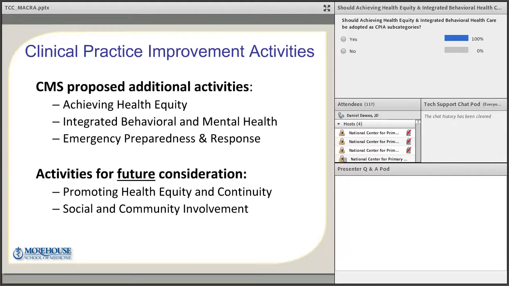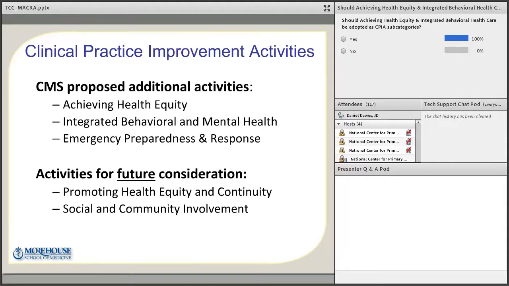So I see a poll going up. Megan, do you want to explain that? Sure. So the poll is related to the slide that we have up right now. As Daniel mentioned, these categories, achieving health equity and integrated behavioral and mental health, we know would have a huge impact on advancing health equity, but they are merely being proposed by CMS. So our poll question is, should achieving health equity and integrated behavioral health care be adopted as CPIA subcategories? We'll give you a few minutes as Daniel finishes out this issue.